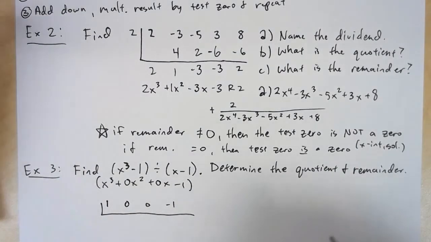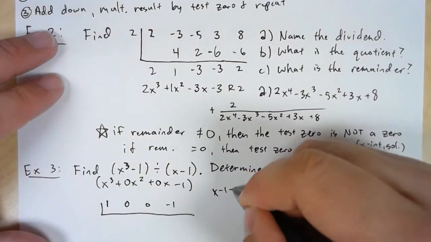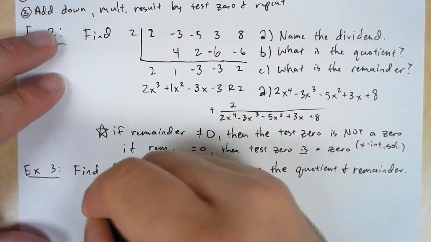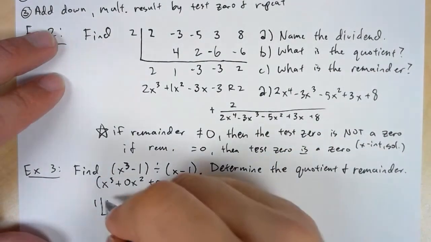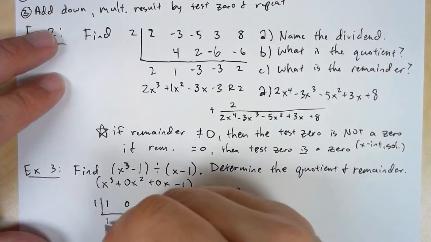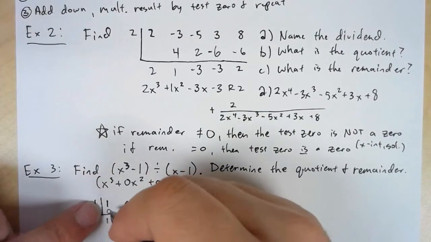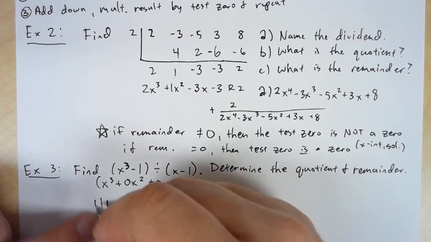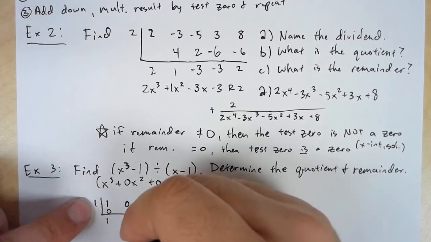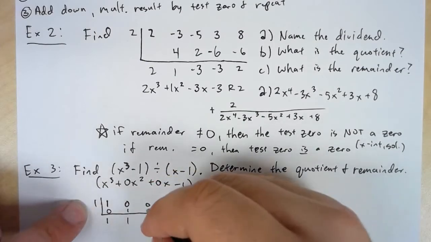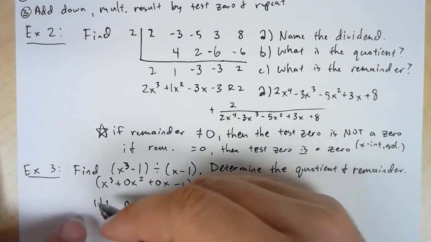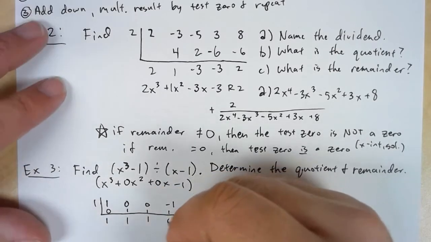Okay, second step, we've got to find the test zero. So x minus 1 equals 0, so x equals 1. So put a 1 on the outside. So add straight down, 1. 1 plus 0 down here. 1 times 1 is 1. 0 plus 1 is 1, 1 times 1 is 1, 0 plus 1 is 1, 1 times 1 is 1, and negative 1 plus 1 is 0.